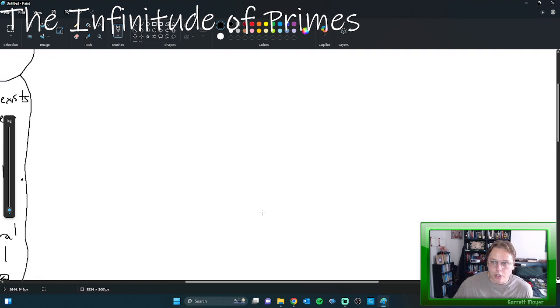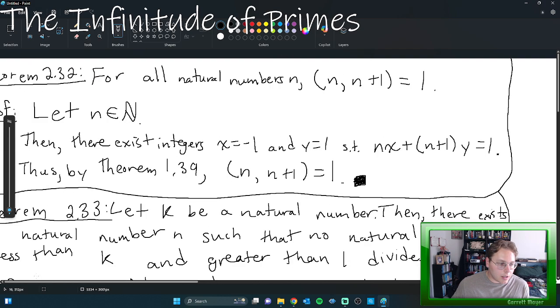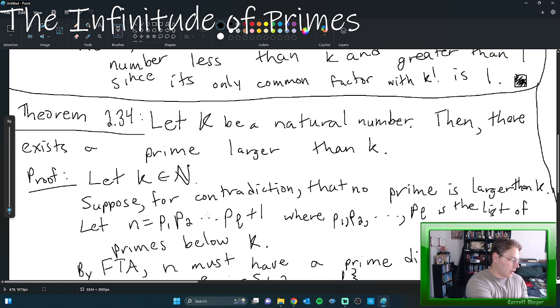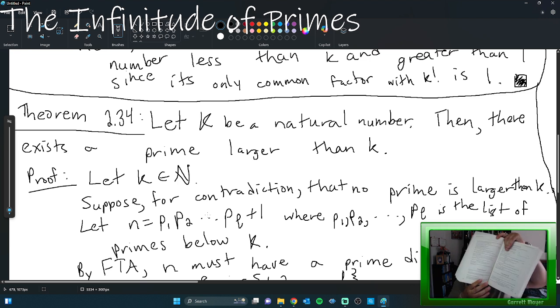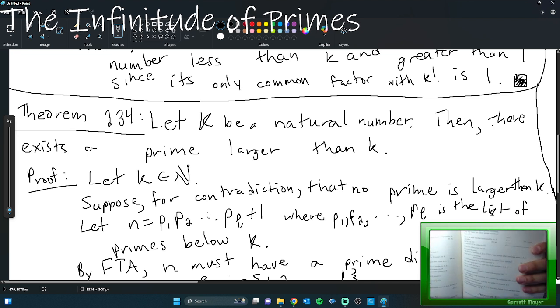Okay, so extending on this, this particular approach parallels Euclid's approach in Elements, Book 9, Proposition 20. Euclid uses a very similar train of logic, but the way he does things is a little bit different. This proof ultimately also shows that there are infinitely many primes.